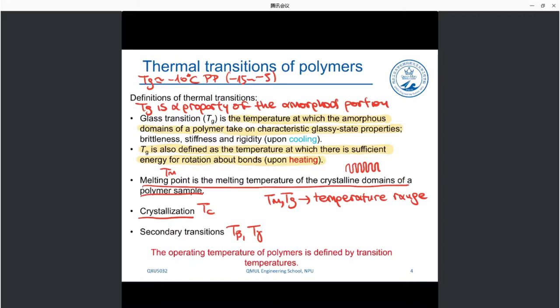Something very important that I write here is that the operating temperature of polymers is defined by their transition temperature. And of course, you can realize that for the melting point, if we want to process a thermoplastic by, let's say, melting it and forming a shape like that, you first have to melt this material.